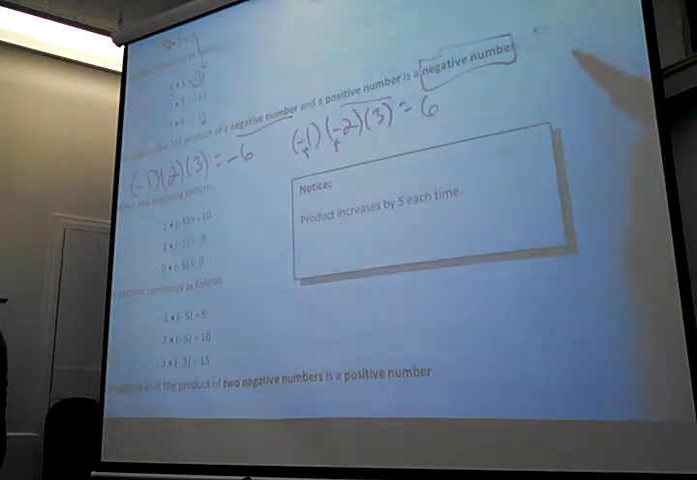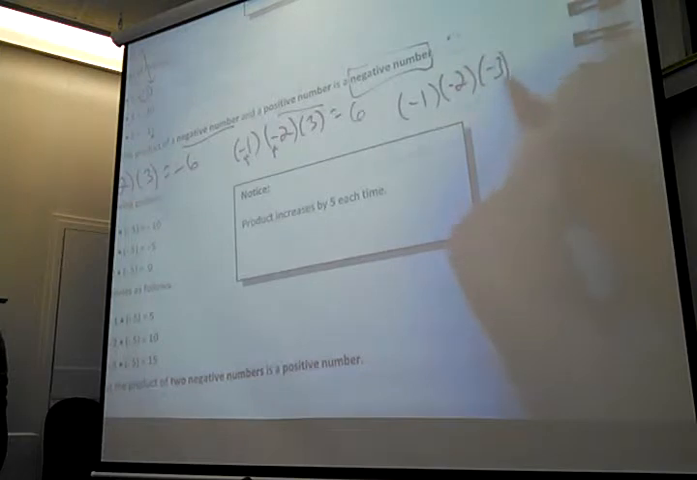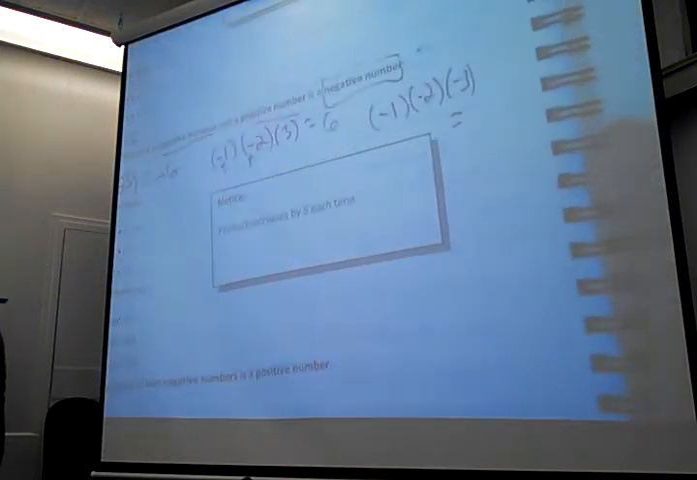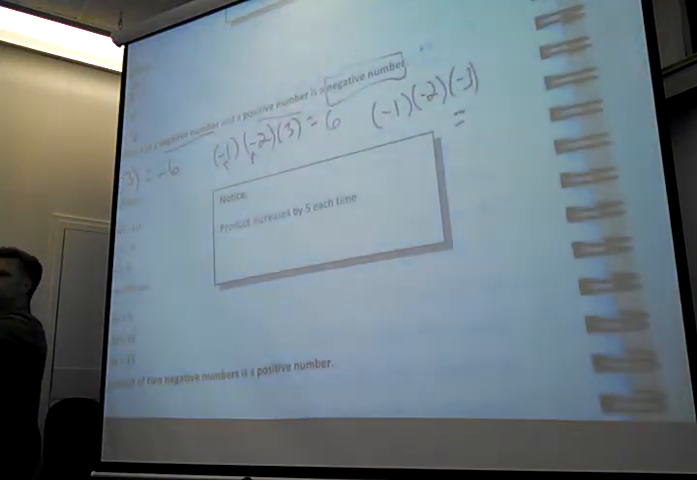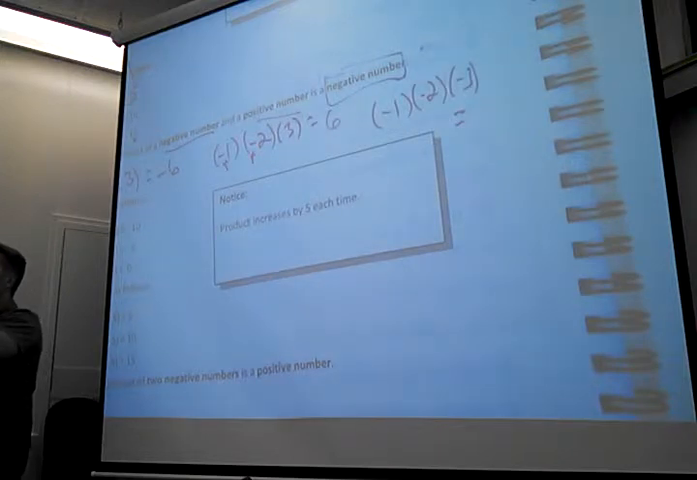How are we doing so far? Is that cool? And of course, if I do negative 1 times negative 2 times negative 3, now you've got 3 negatives. Two of them will kill each other, so you've got 1 left over. So any odd number of negatives will come out negative.